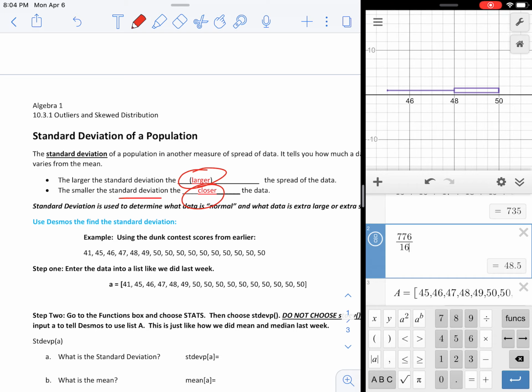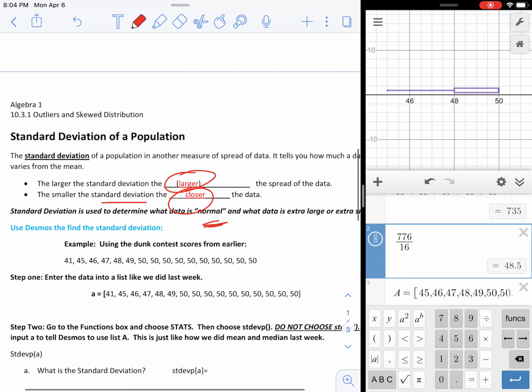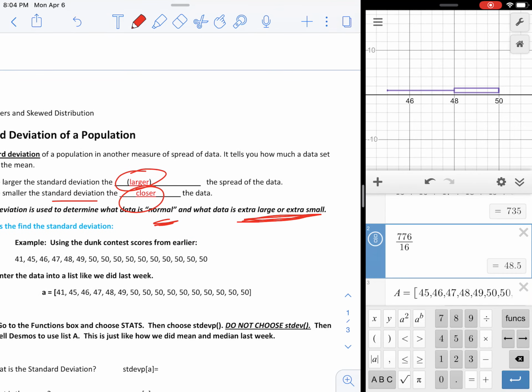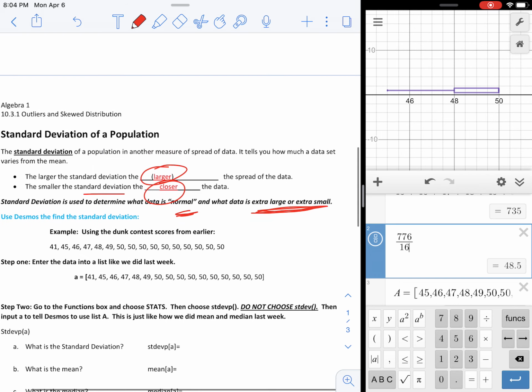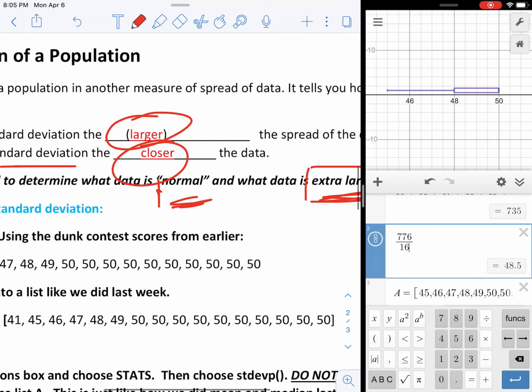Typically, an outlier will affect the standard deviation in a way that we're about to take a look at. Standard deviation is used to determine when data is normal and what data is extra large or extra small. A big standard deviation tells you it's really big or really small data. But if it's a very small standard deviation, then that tells you it's probably all pretty close together.